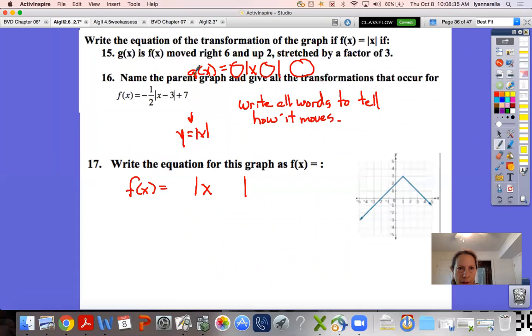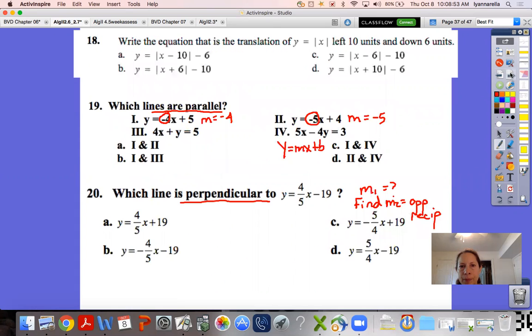So tell me everything that is happening to this graph that was the parent y equals the absolute value of x. Okay, and here they're asking you for the equation. So you're going to actually fill in some numbers here, here, and here until you get a graph that matches. And you can keep going to Desmos and checking and saying, is that graph the same as this blue graph? Here, when you write the equation of a translation that goes left 10 and down 6, you know where those numbers have to go. So you figure out which one of these it is, or you can graph it if you're unsure. When it says which are parallel, you have to find what the slopes of these lines are.